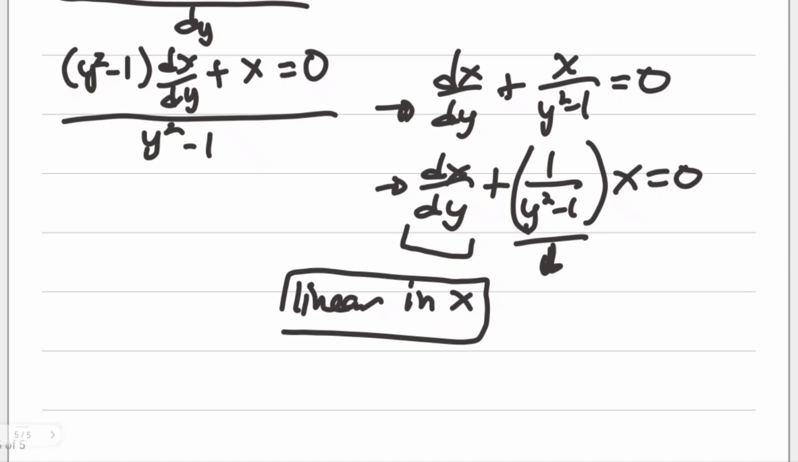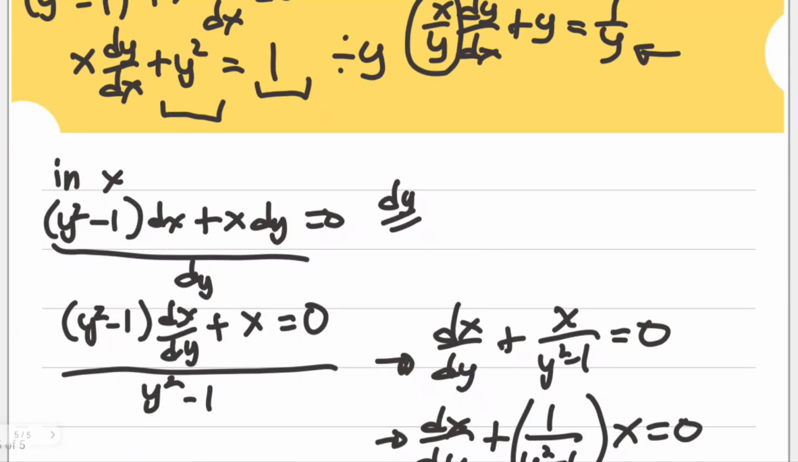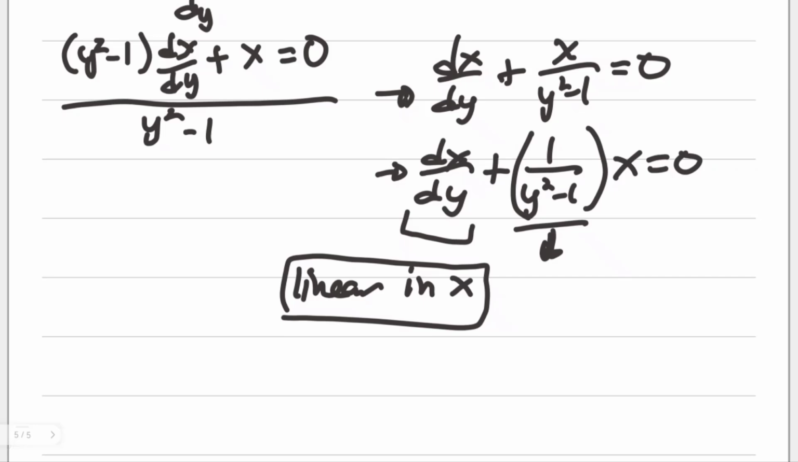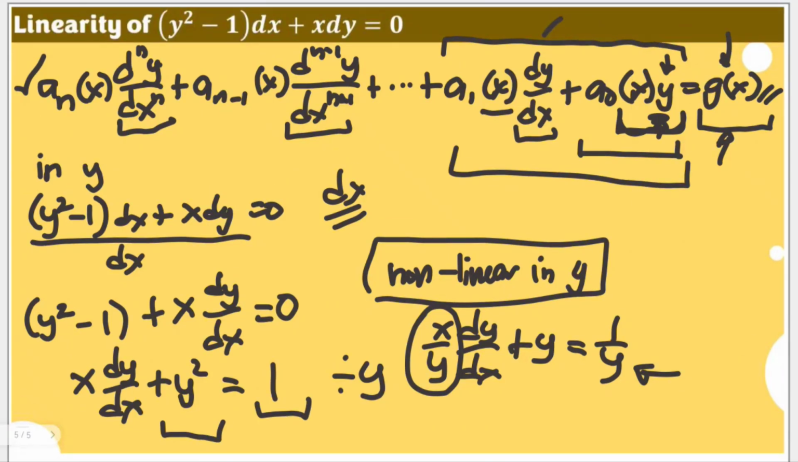Earlier, this expression was non-linear in y, but here it's linear in x. What made it non-linear earlier was the presence of the exponent y squared, which violates the condition for linearity of an ordinary differential equation. So for this item, the equation is non-linear in y, but it's linear in x. Thank you very much for watching.